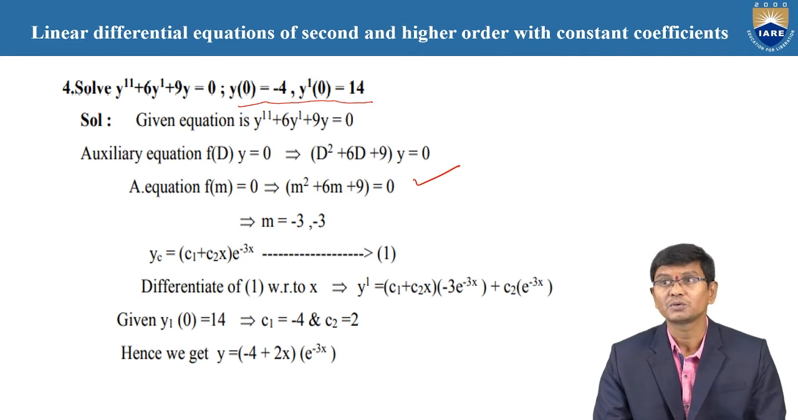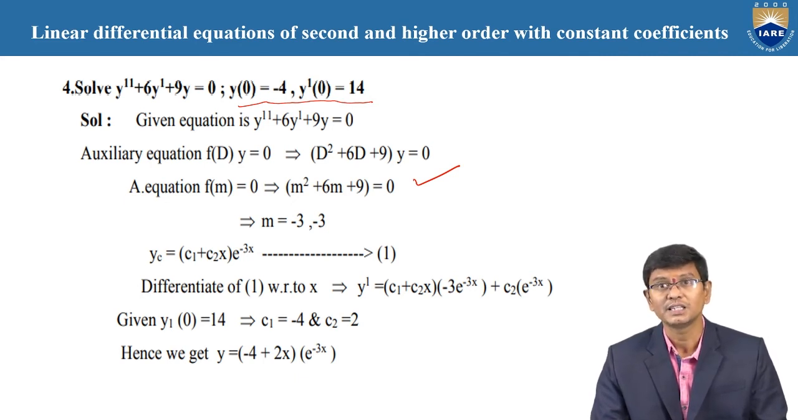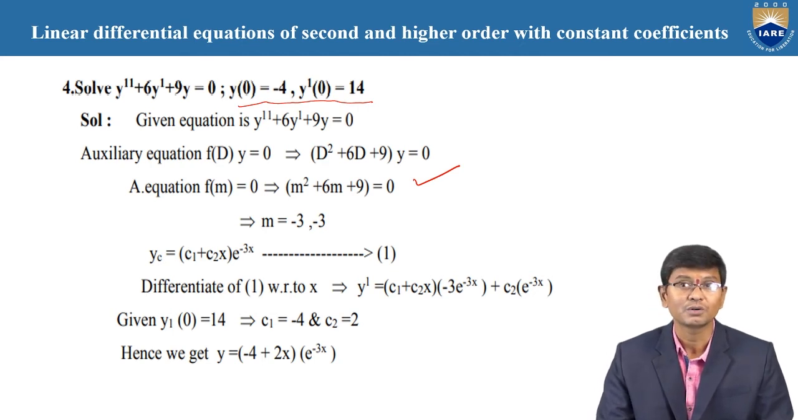Therefore, according to the procedure for repeated roots, you consider (c1 + c2 x) e^(-3x). But in this problem, the initial conditions are also given. To use them, we differentiate the general equation with respect to x once: y' = (c1 + c2 x)(-3) e^(-3x) + c2 e^(-3x).